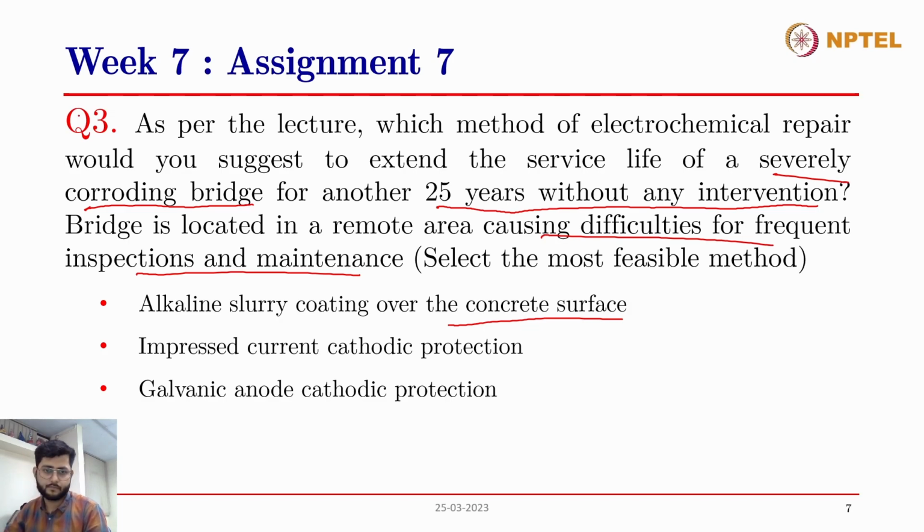Alkaline slurry may not last for 25 years. The situation is that of a severely corroding bridge, so this may not be the best option. Impressed current cathodic protection requires continuous monitoring. Right. So the problem says that monitoring is difficult. Right. Last one, sacrificial anode system using zinc, that is the best option.